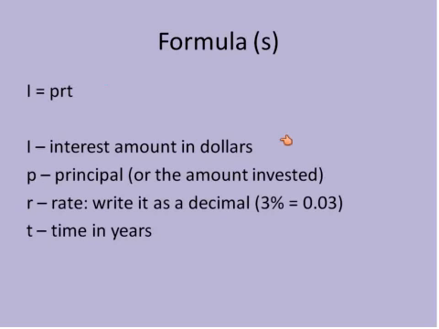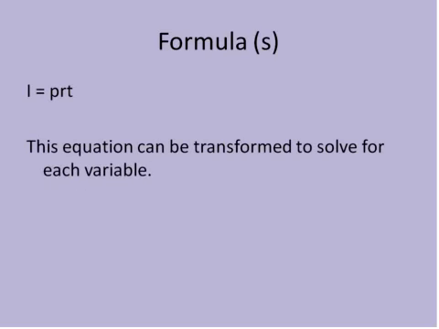I just want to show you a couple of things. The interest amount is an amount in dollars. The principal is the original amount invested, the amount that you're putting in. The rate is often written as a decimal, but you will usually have to convert it from a percentage to a decimal. As in this example, 3% is equal to 0.03. And time is always measured in years in this equation. So we'll see some variations of this, but that's the basics of it.